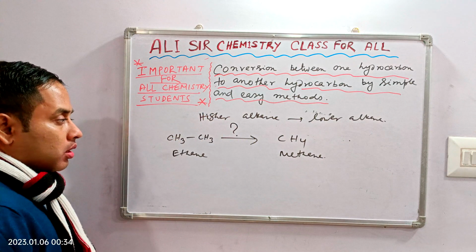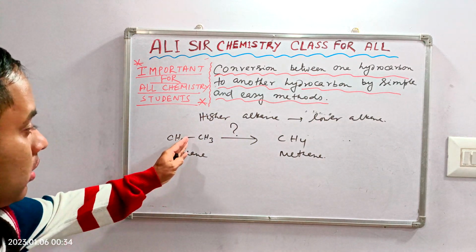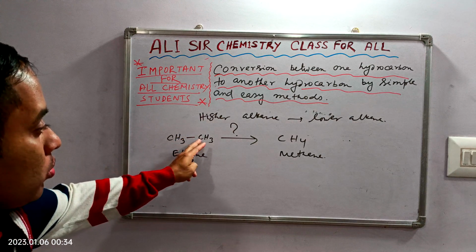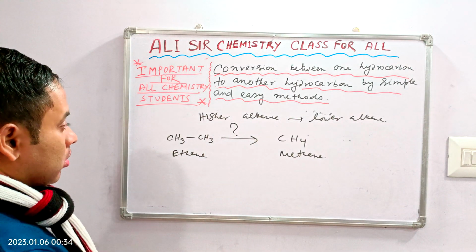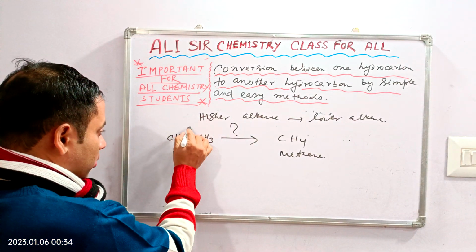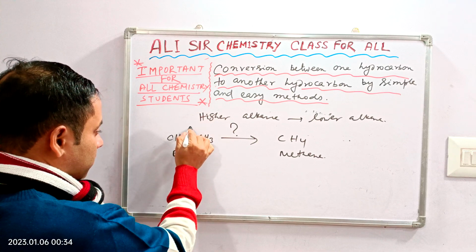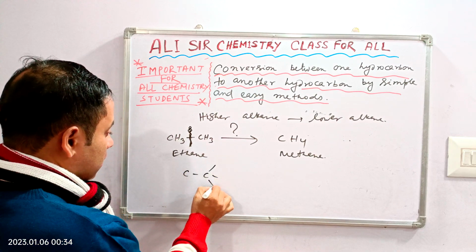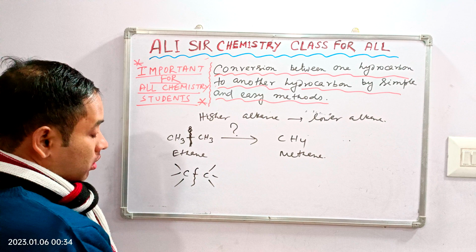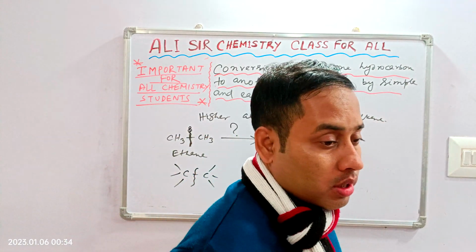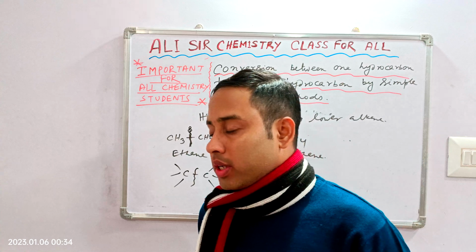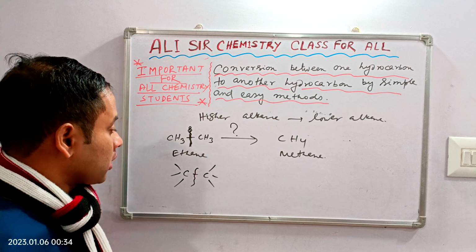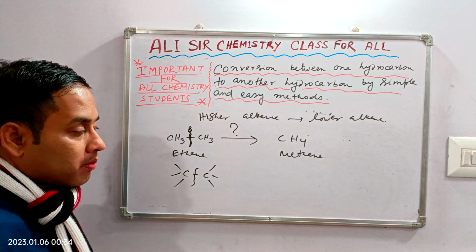How can you convert ethane to methane? You can see that there is a decrease in the number of carbons from 2 to 1. So anyhow you have to break this bond. This is a C-C sigma bond, and the dipole moment of this bond is 0. There is no electronegativity difference between carbon and carbon. So to break this bond is very difficult.